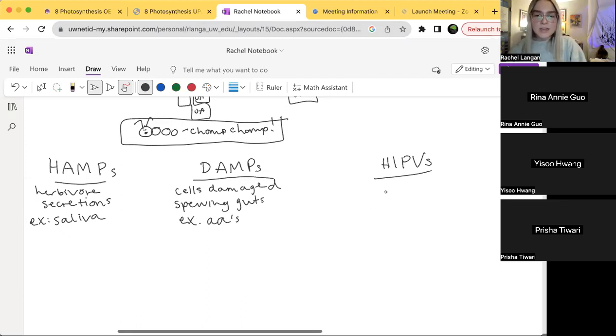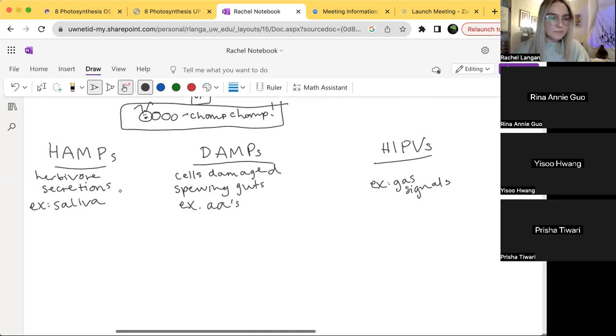And then HIPVs, an example is, well, they're all going to be gas signals. And that's all I'm going to say about HIPVs for now, and we'll come back to them. But let's focus on the signaling pathways for HAMPs and DAMPs.